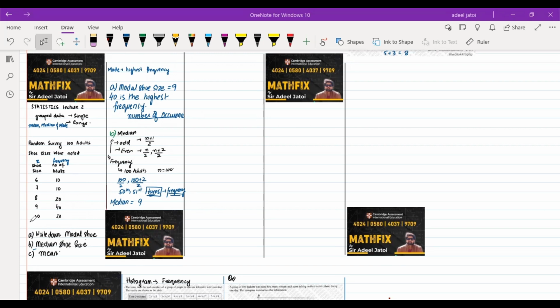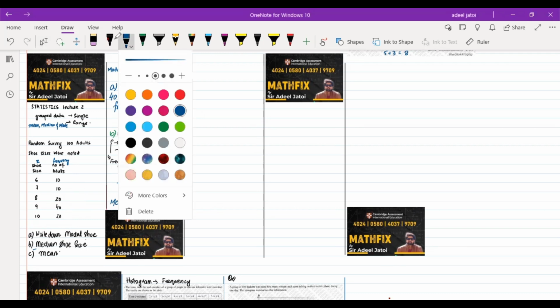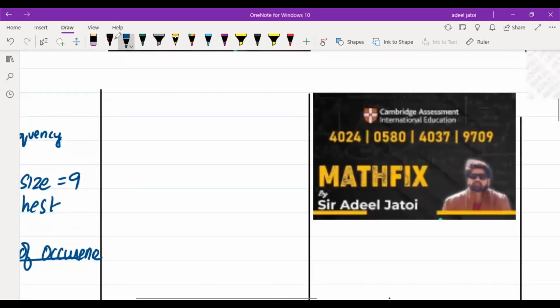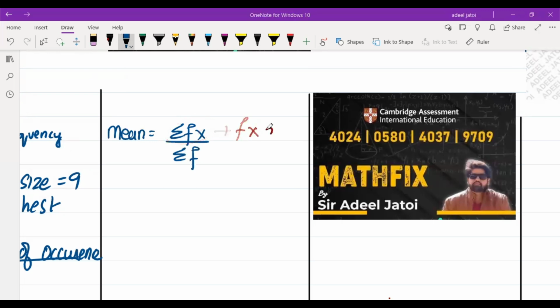Now we are finding out what? Mean. For mean, what you need to understand is that your formula for mean to represent the data will be summation of fx upon summation of f. Now, how do you get this fx? When you multiply f with x. And how do you get the f? When you total the frequency.